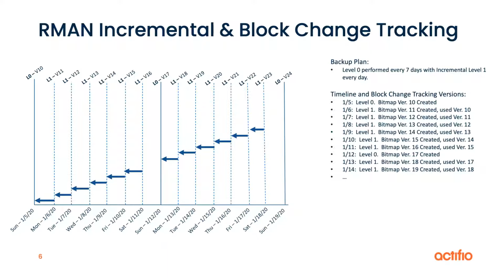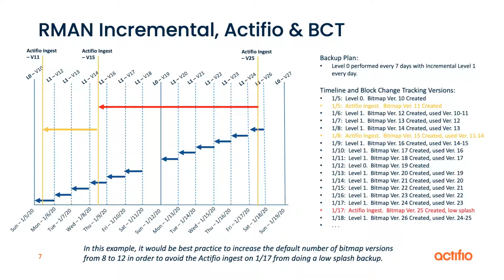But what happens if I have multiple backup methodologies in play, or I'm using a traditional backup and I'm using Actifio for test data management? Let's take a look at how that impacts the block change tracking. Here you see, we still have our incremental backup going on in the background, but now we've got Actifio coming into play, and Actifio is ingesting the data at certain periods of time. So on Sunday afternoon, on the 5th, we do our initial ingest. This is a full copy of the database, an RMAN image copy that we ingest. Now, when we do that, we create version 11.